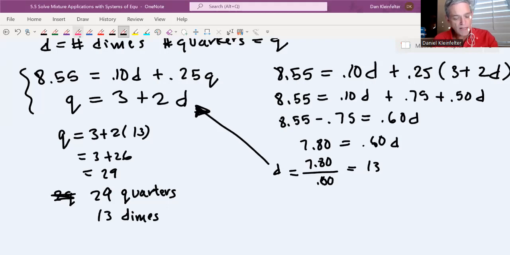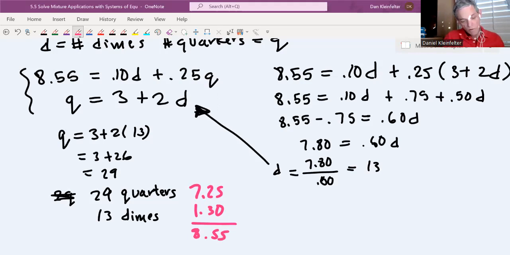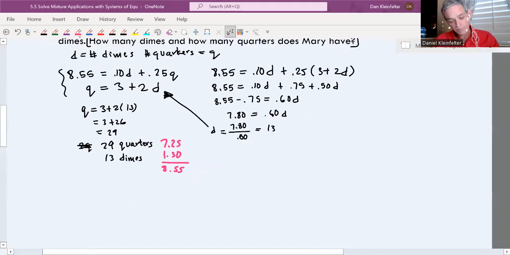Okay, and then if you want to kind of check that, we could do that. So 29 quarters at 25 cents apiece would be $7.25. And then 13 dimes is $1.30. That would be $8.55, which is good. And then the number of quarters is 3 more than twice the dimes. Dimes is 13, times 2 is 26, plus 3 would give the 29. All right, so that checks out.